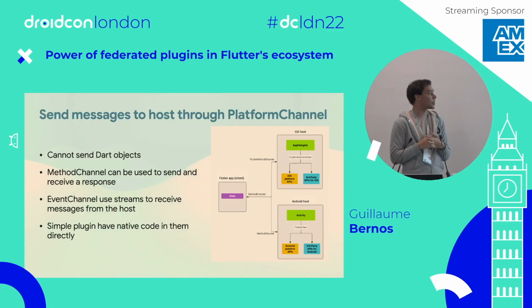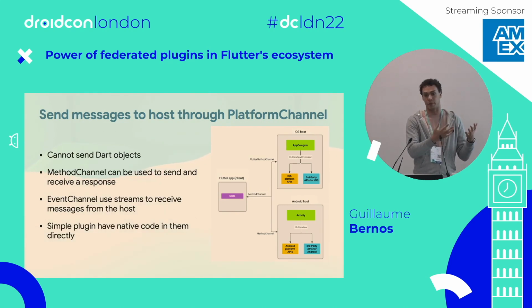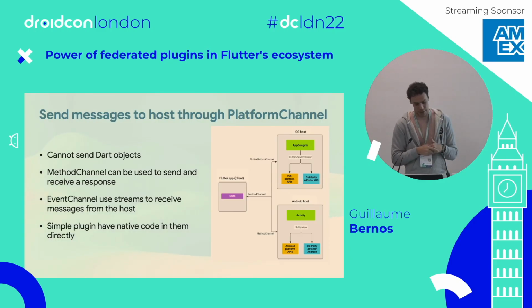There are two types of platform channel. There is the method channel, which can be used to send and receive a response. So you send a message, you wait for the response, and you get it. And there is the event channel, which will open a stream. For instance, in the example of getting the location of your user, you don't want to send, where's my user, where's my user, where's my user. You just open a stream and you will get all the information directly. So yeah, that's how it works.